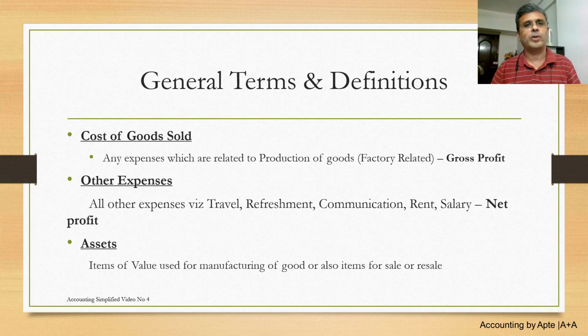Next general term is cost of goods sold. Any expense which are related to production of goods, factory related, are termed as cost of goods sold. Main content would be basically, major would be the raw material cost, the raw material that is being used for producing the finished goods. There could be wages, there could be factory rent, there could be freight for the incoming raw material, and then the sales figure minus cost of goods sold figure would give you gross profit, as we saw in the previous slide.